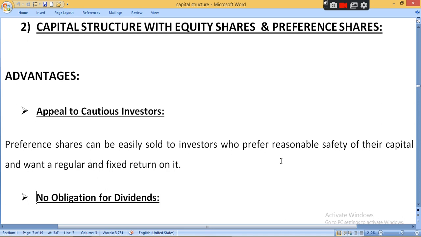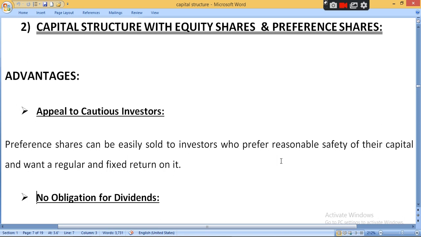So let's start with the second type, that is, capital structure with equity share and preference share. Here, your capital structure includes equity share plus preference shares, clear. Whenever a company has a need of finance for future expansion, future diversification, modernization, at that time the company has to use equity plus preference shares. So the first advantage: appeal to cautious investors.